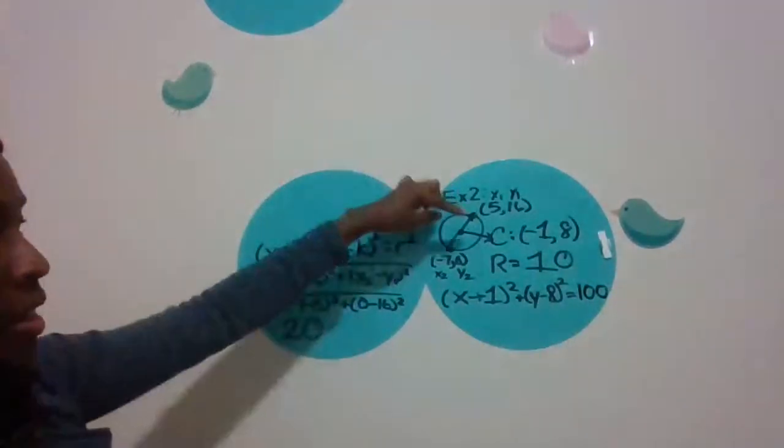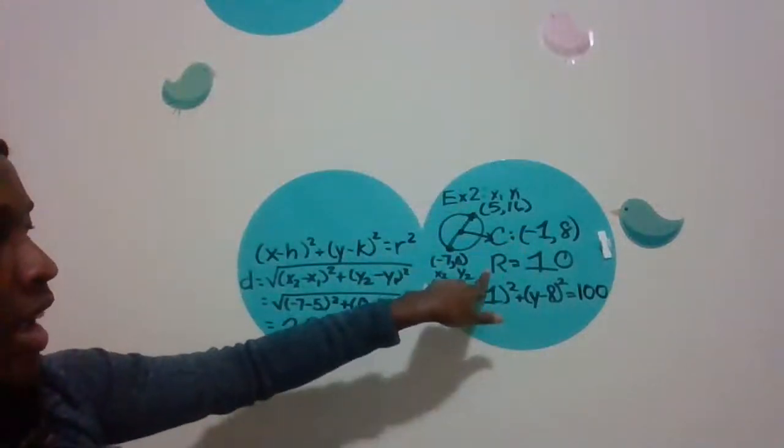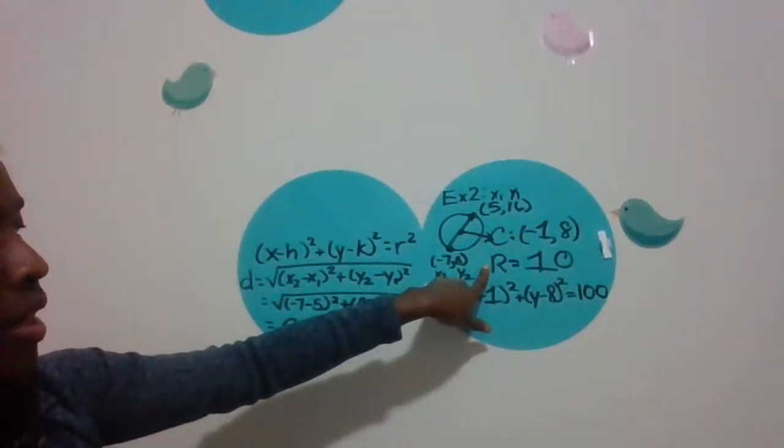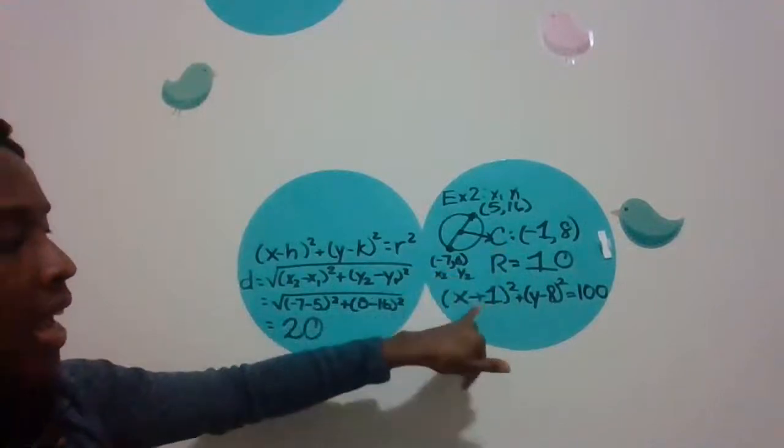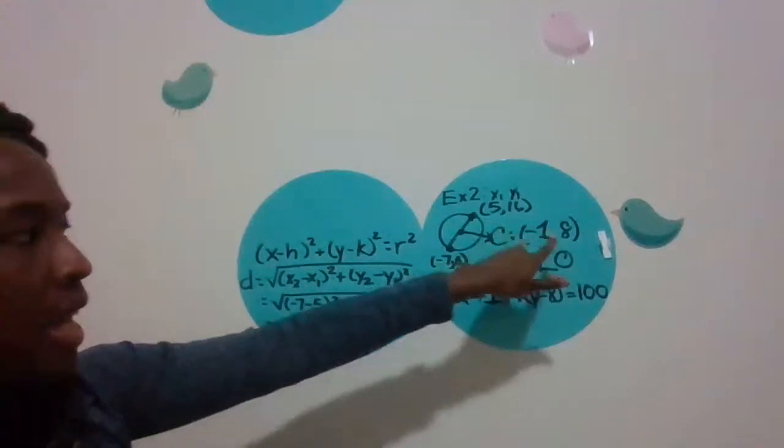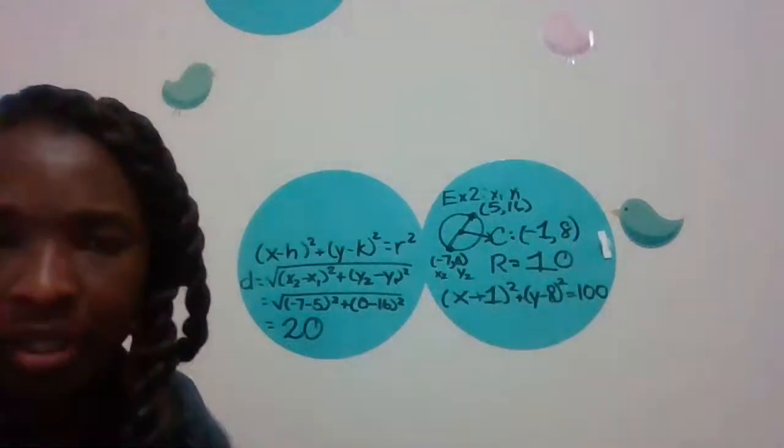So we found the center by doing midpoint. We found the radius by doing the distance formula of the diameter and dividing. And then we found the equation of the circle by taking the center and radius that we found and plugging in.